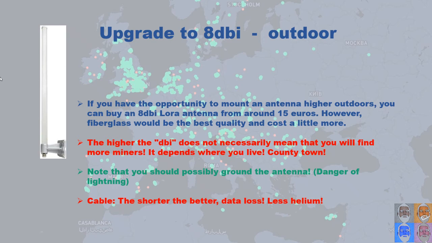Because of the danger of lightning, it's necessary that you ground the antenna when you buy one. The cable should be as short as possible. You can watch other YouTube videos with good explanations. You can lose data if you have a long cable to your antenna.